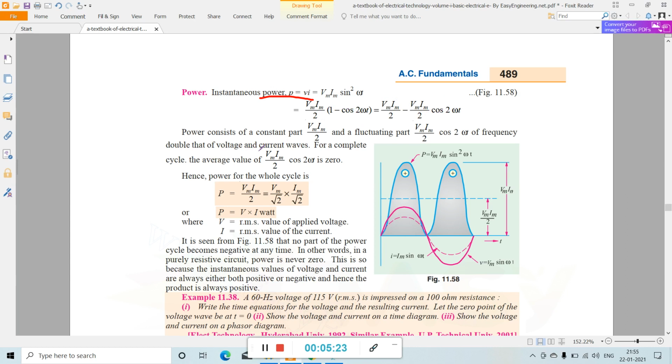So the power consists of a constant part, that is Vm Im by 2, and a fluctuating part, that is Vm Im by 2 cos 2 omega t, of frequency double that of the voltage and current waves.